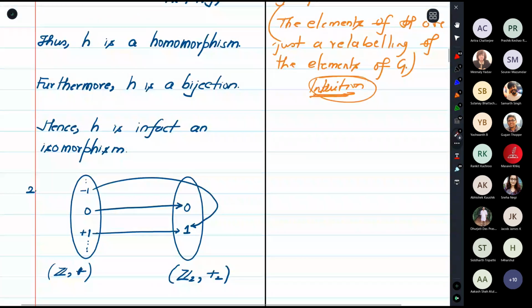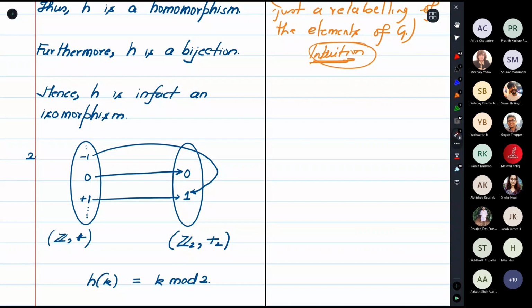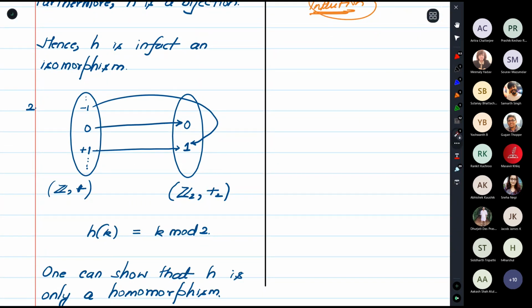So now let me give you an example of a homomorphism which is not an isomorphism. In order to define a homomorphism, we need two groups. So the group on the left is again the set of integers along with the usual addition operation, and the group on the right is this set Z2. Recall Z2 is simply made up of two elements, 0 and 1, and that is what I have highlighted over here. And the addition over here is the addition mod 2.